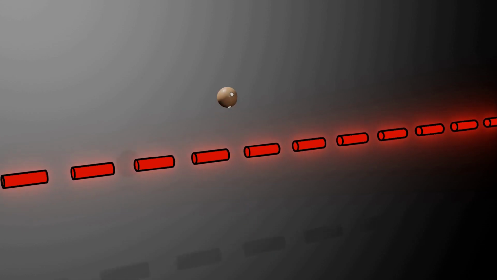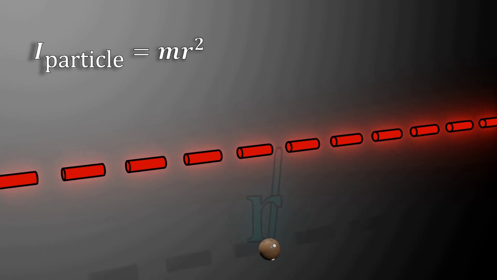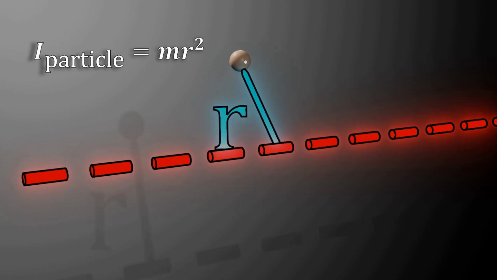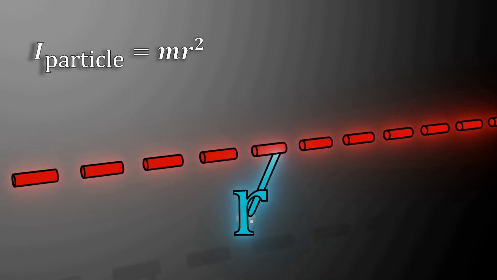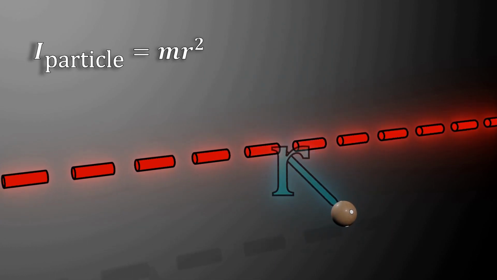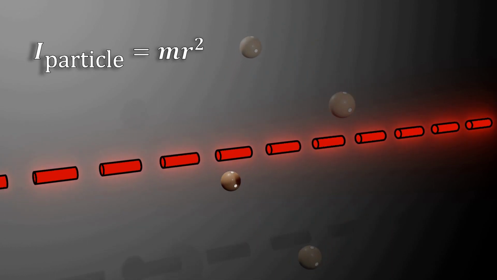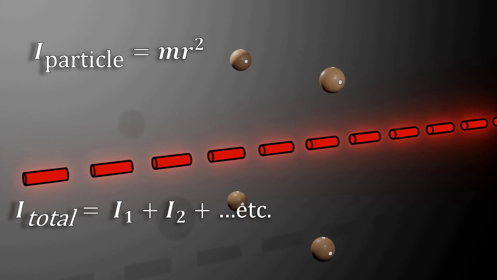Now that we understand the idea of the moment of inertia, let's look at how to actually compute it. First, we start with the moment of inertia of an individual particle. The mathematical definition is the mass times the square of the radius. This radius is the direct distance from the axis of rotation to the particle. So, the heavier the particle is, or the farther away from the axis it is, the harder it will be to rotate around that axis. If there are multiple particles rotating around the same axis, then we simply add their individual moments of inertia to get the total moment of inertia.